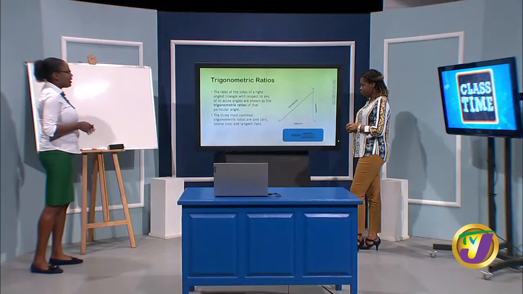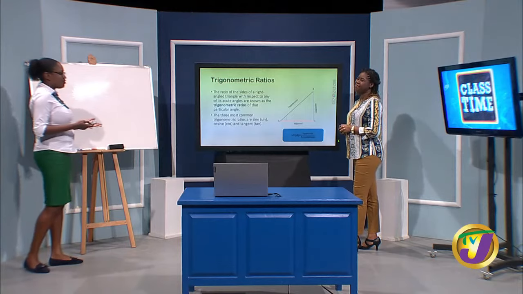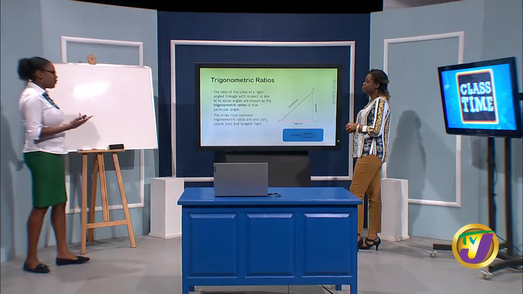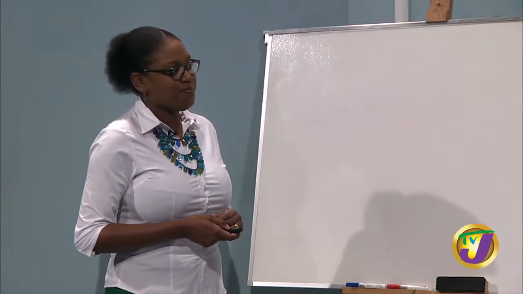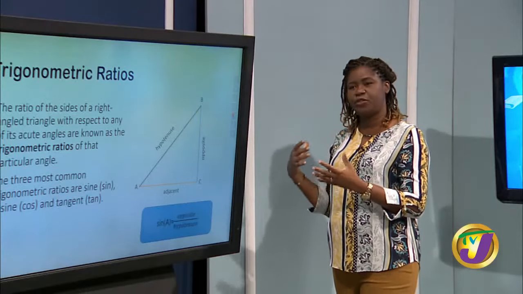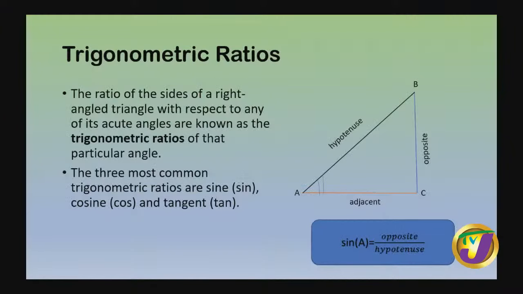All right, so we just spoke about the trig ratios. So what exactly are these trig ratios? These are functions of an angle that compare two sides, the ratio of the sides of a right angle triangle with respect to any of the acute angles. And we must highlight that these are actually acute angles. Apart from the right angle, the other two angles would be less than 90 degrees.